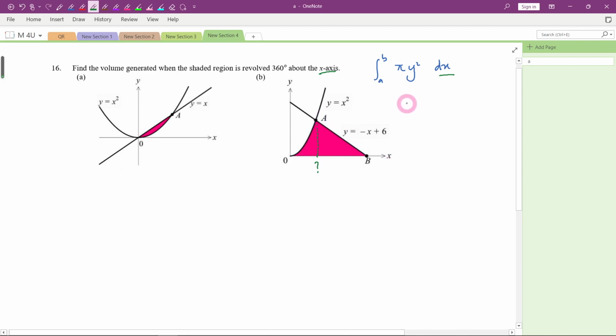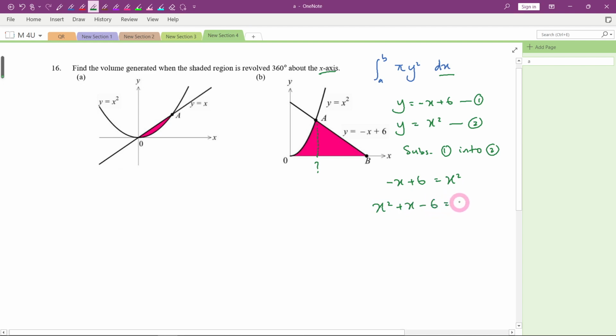Same thing, we need to solve them simultaneously. y is equal to negative x plus 6, first equation. And the second equation is y is equal to x squared. Substitute the first equation into the second equation. Minus x plus 6 is equal to x squared. So this is a quadratic equation. We arrange the quadratic equation nicely, right, in the general form. Then only we start to do the factorization. x squared plus x minus 6 is equal to 0.